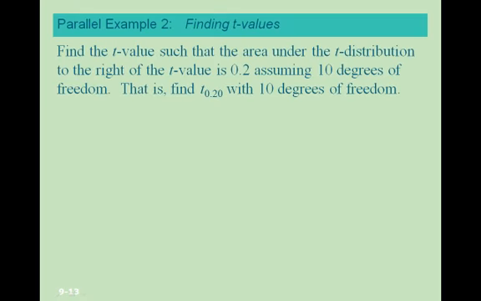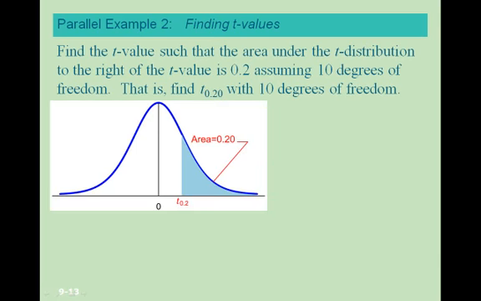We want to find the t-value such that the area under the t-distribution to the right of the t-value is 0.2, assuming 10 degrees of freedom. So that is, we want to find t sub 0.20 with 10 degrees of freedom. And here's a picture of what we're looking at. So the area to the right of the t-value we're trying to find will be 0.2 or 0.20.